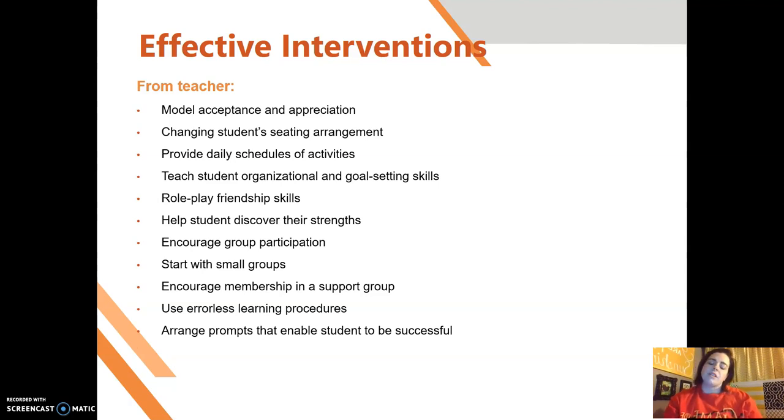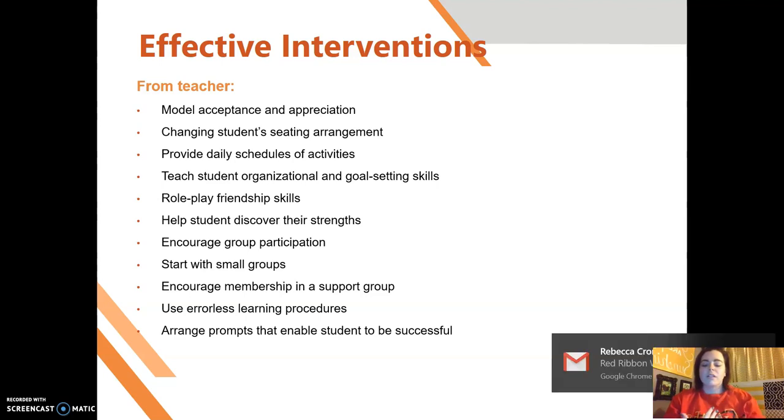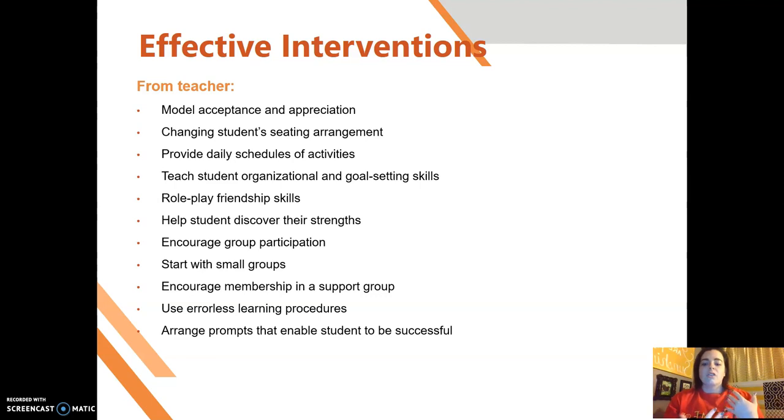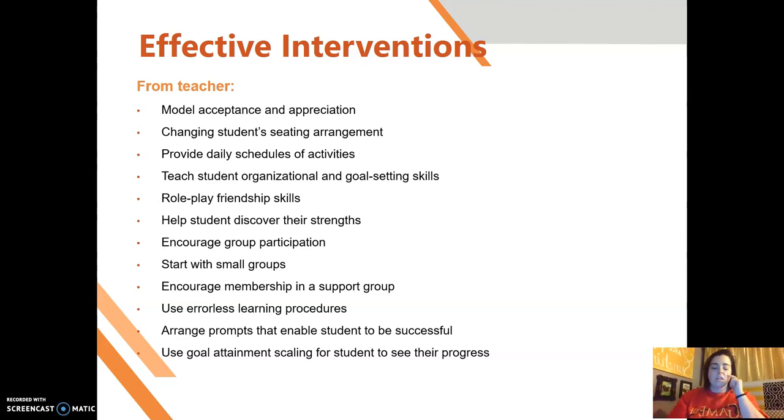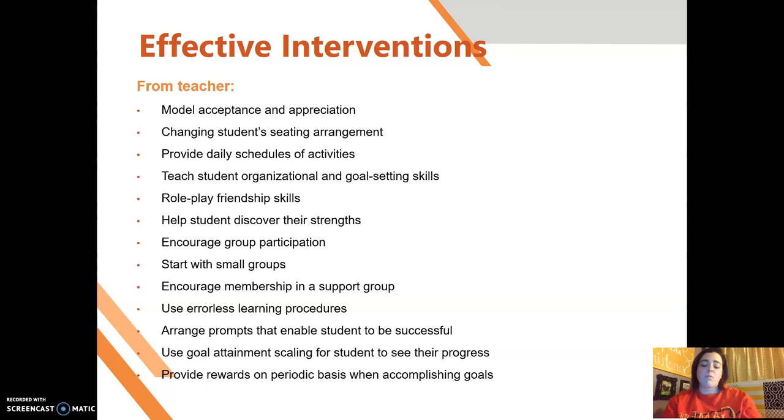Arrange prompts that enable students to be successful. So you discuss with the student what's a good way for you to be prompted in order for you to be more successful. You would discuss that. Use goal attainment scaling for student to see their progress. So you really want to set goals and you want to show them on a scale so that they can physically see their own progress. You want to provide rewards on a periodic basis when they accomplish these goals. So it's good to reward these students based on their accomplishments.